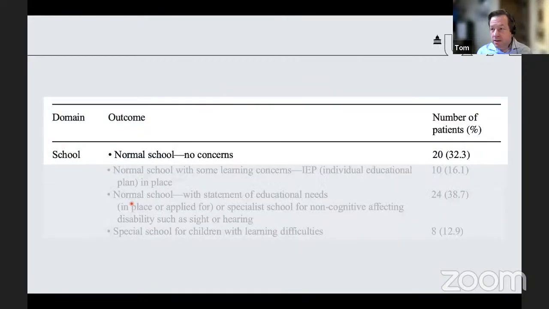But this is then looking at what happened to the survivors in their long-term follow-up. So this is looking at what their schooling is like. So the figures in brackets are the percentage.